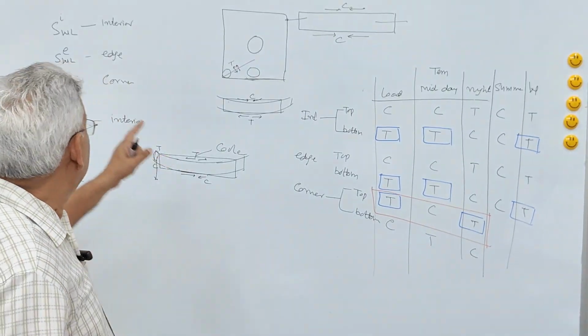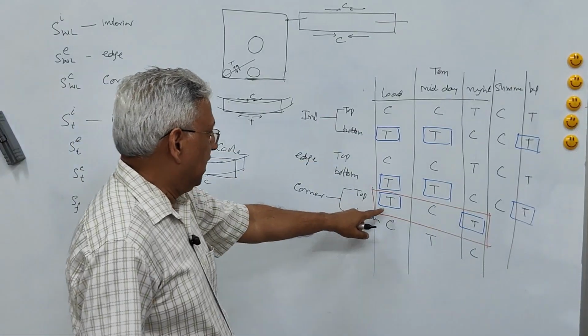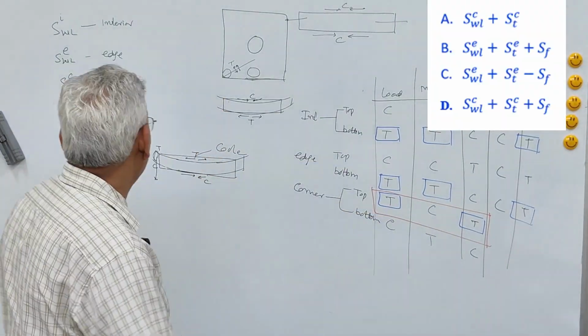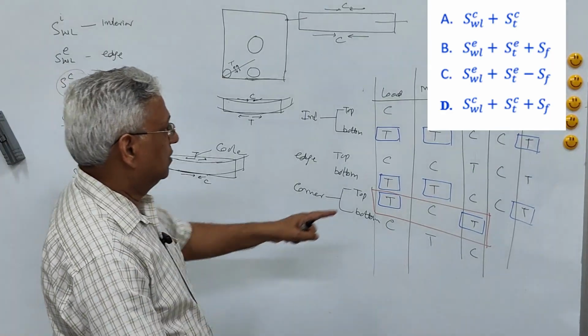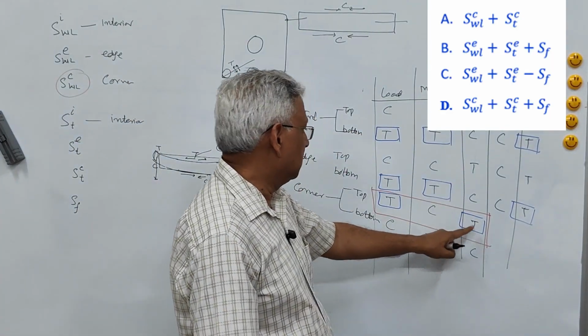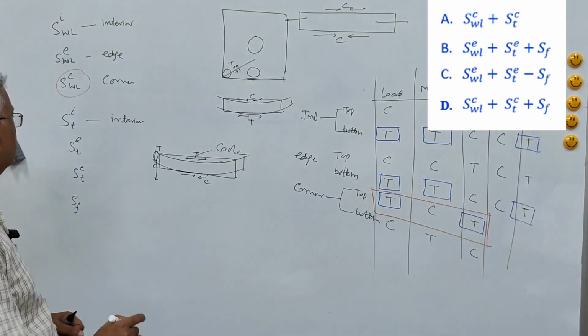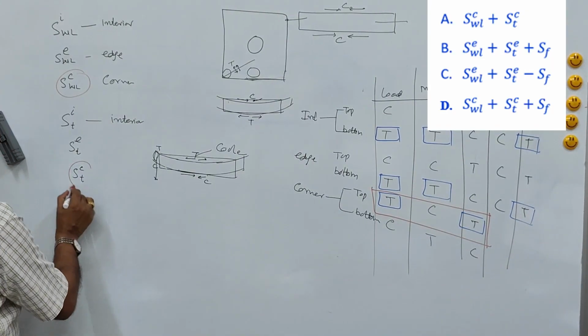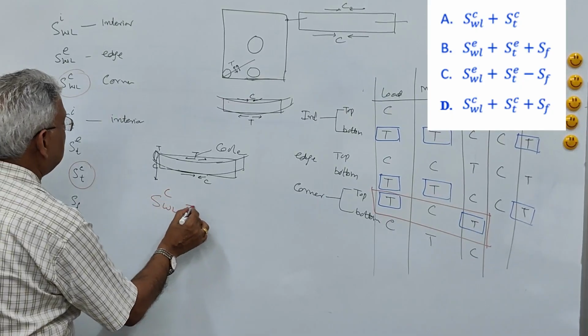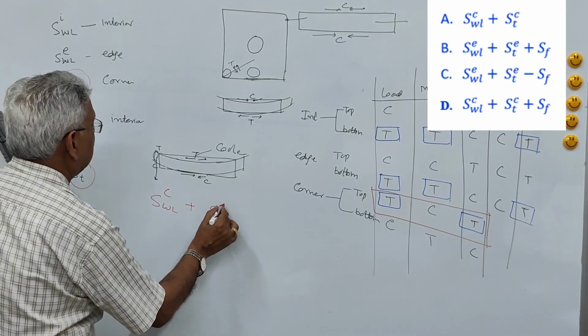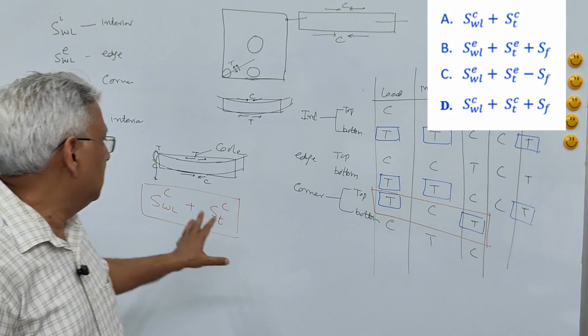That is the wheel load stress at the corner plus temperature stresses at the corner. That is your critical combination, SWLC plus STC. And that is the answer A.